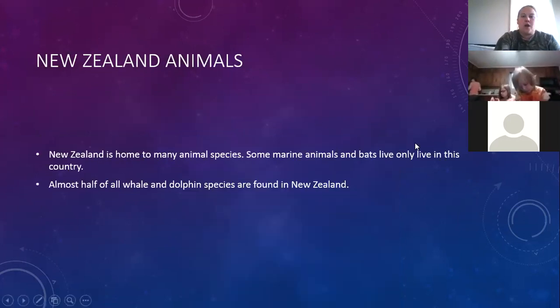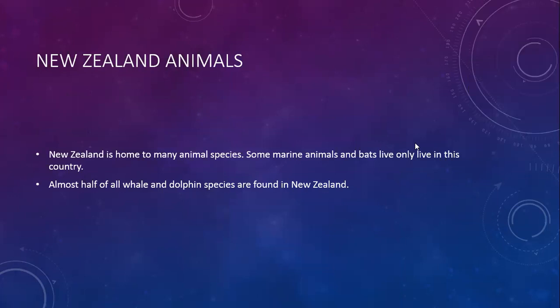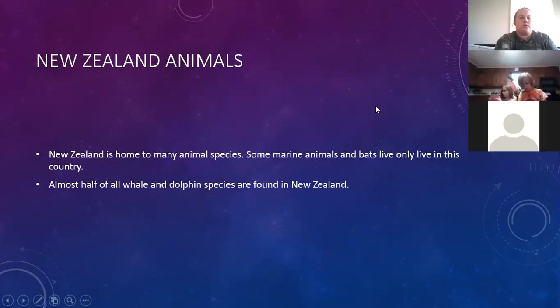Okay, so now we're going to talk about the animals of New Zealand. New Zealand is home to many animal species. Some marine animals and bats live only in this country, and almost half of all whale and dolphin species are found in New Zealand. So when we look at all these lovely animal pictures, what do you think we're going to see a lot of? What kind of pictures do you think we're going to see a lot of? Bats and whales, and maybe some humpbacks.